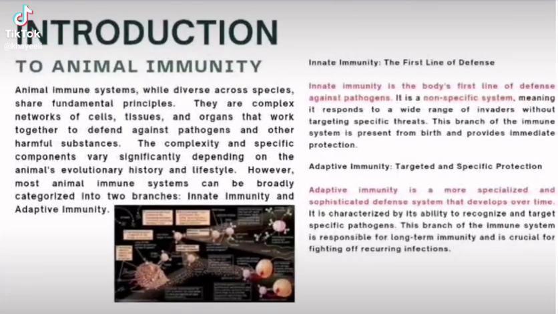The second one is adaptive immunity: targeted and specific protection. Adaptive immunity is a more specialized and sophisticated defense system that develops over time. It is characterized by its ability to recognize and target specific pathogens. This branch of the immune system is responsible for long-term immunity and is crucial for fighting off recurring infections.